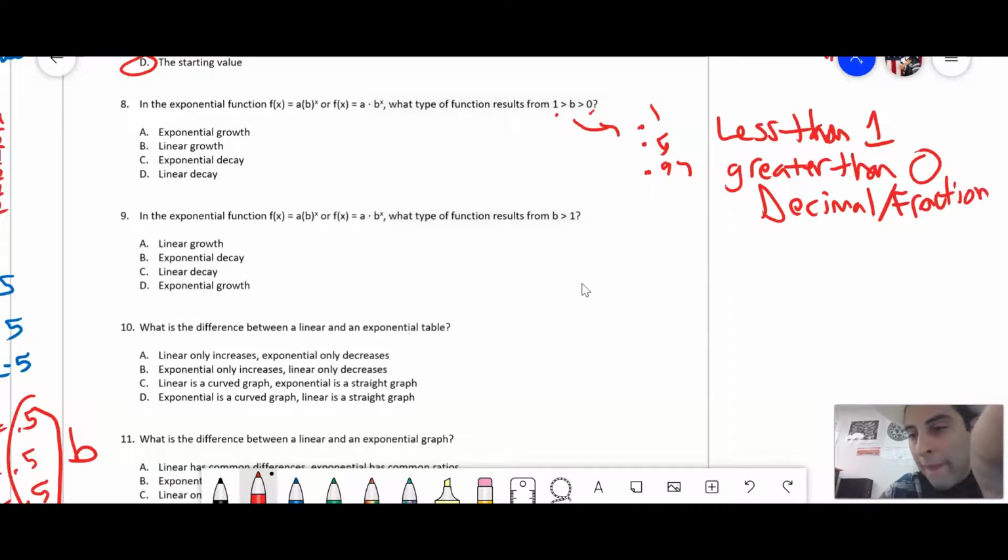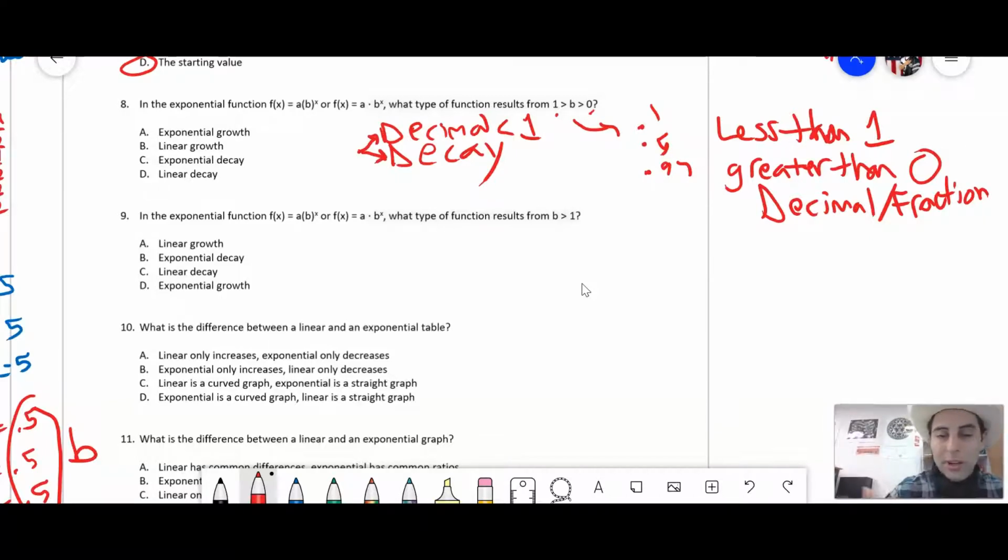So when you think of less than 1, you should think small, you should think dk. Decimal, less than 1, dk. There's your hint: decimal less than 1 is dk. So this is going to be called exponential decay.